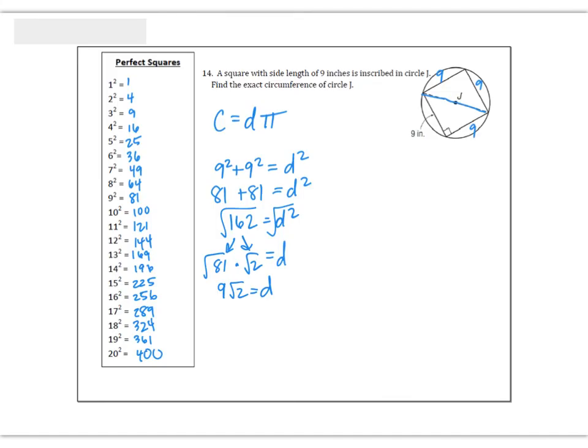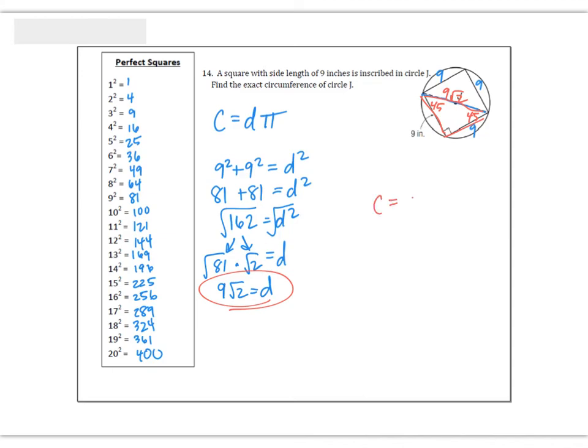Did anybody realize that this was actually a 45, 45, 90 triangle in here and think, oh, if I have a 45, 45, 90, I can take the leg times root 2 to get the hypotenuse? Ha! You still get 9 root 2, don't you? So our diameter is 9 root 2, but that is not our answer.